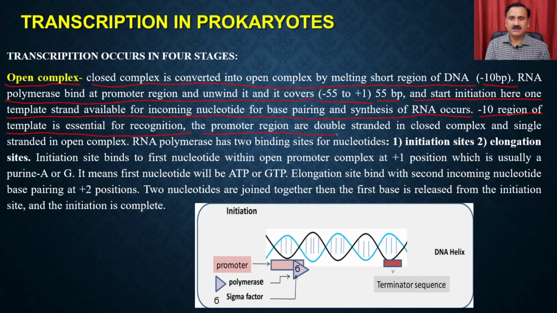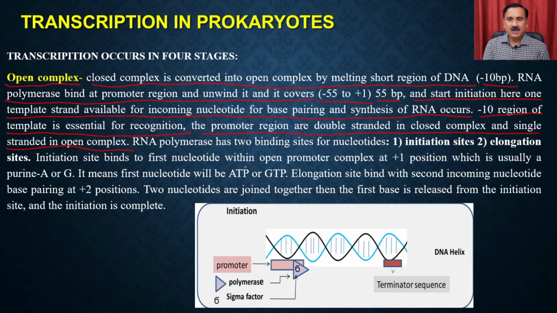The promoter regions are double stranded in the closed complex and single stranded in the open complex. So once it melts the DNA, it forms the open complex, which means one strand of the DNA is available as a template, so that the RNA polymerase will take the nucleotide information from that template strand, and then it starts synthesizing the RNA.